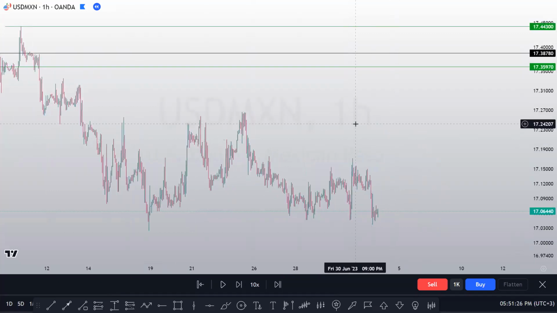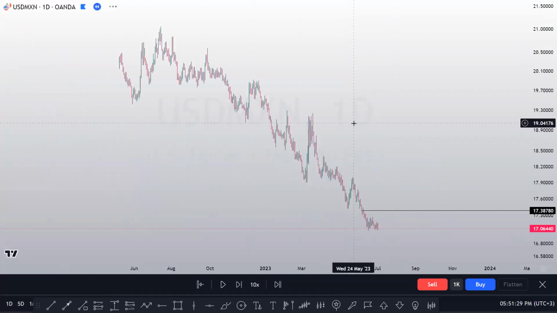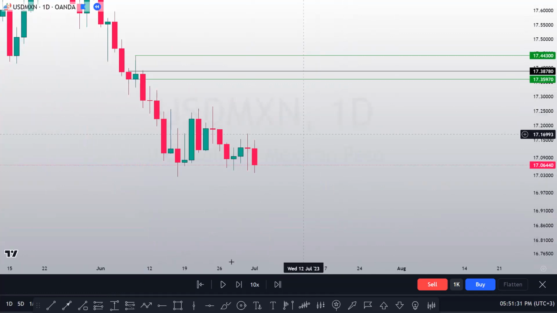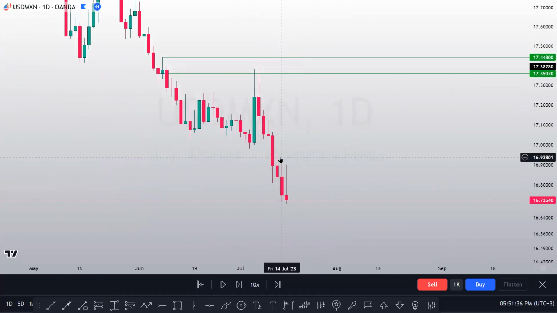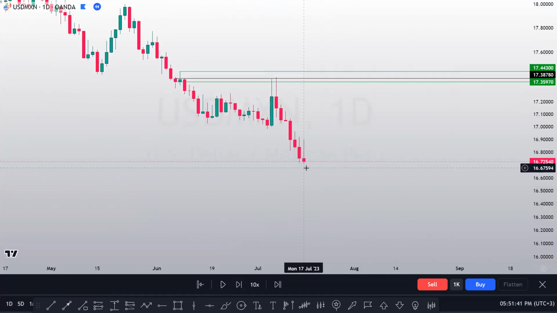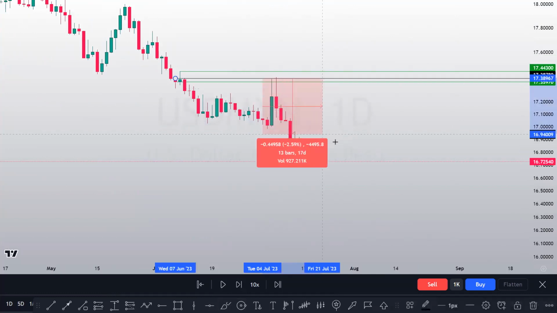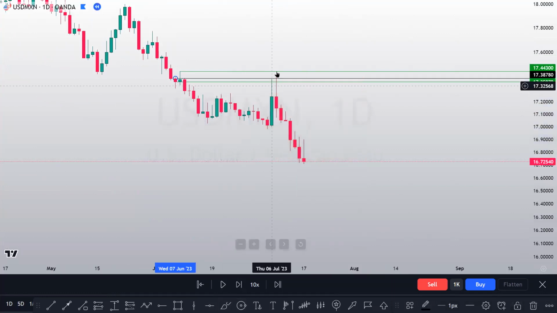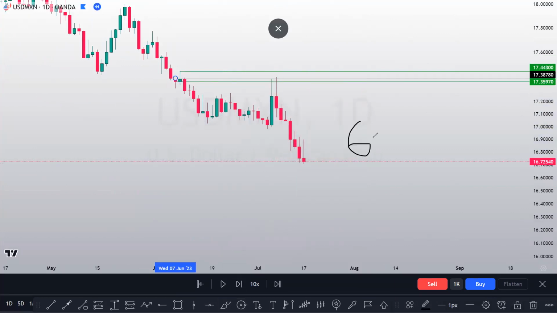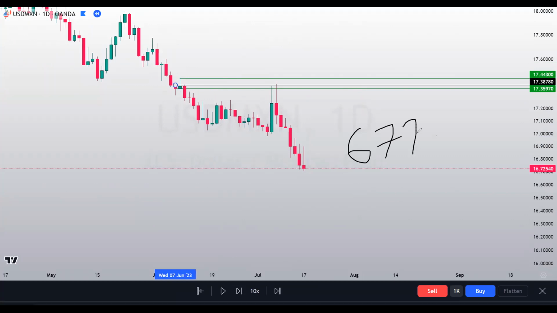So the entry was taken on this area. I remember I took this trade on this area. But a lot of students know the behavior of USD Mexico. So I held this trade until, I remember, the 19th of July, and the market went almost 600, and here we have 6,781 points, but we have got to divide it by 20.